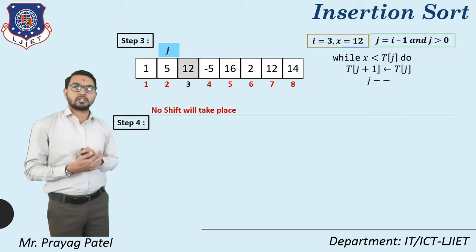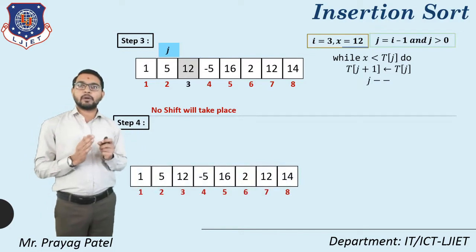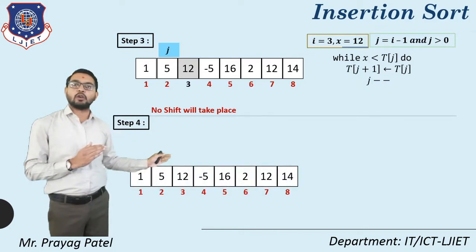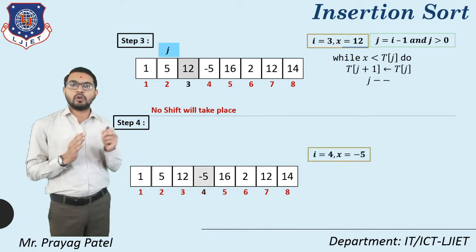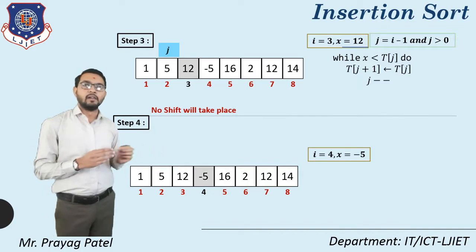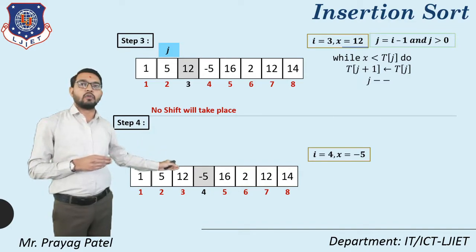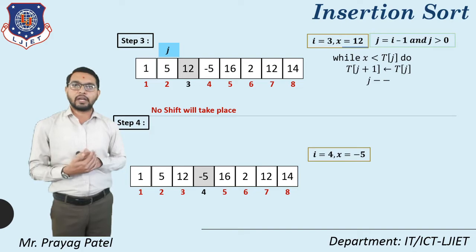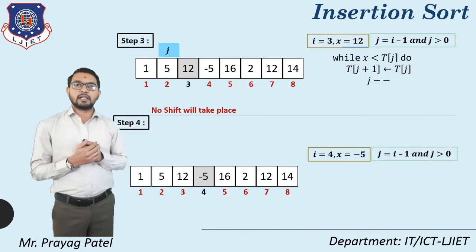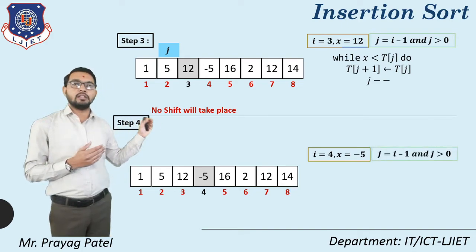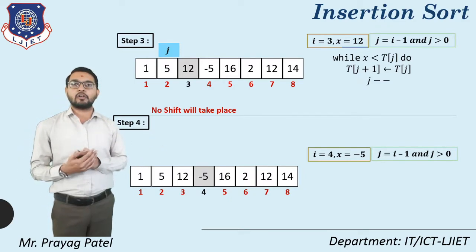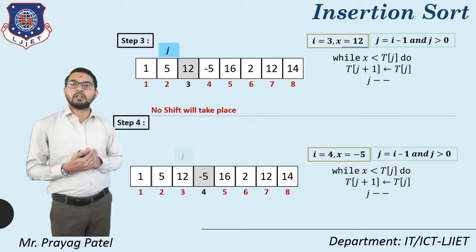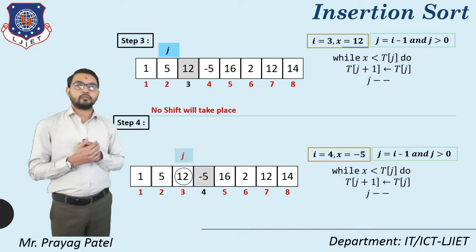Now consider the next step, step number 4. In step number 4, we already consider the first 3 locations as sorted elements. Now consider the value of i equal to 4, meaning location number 4, and the value at location 4 equal to minus 5. So x equal to minus 5. The condition is j equal to i minus 1 and j greater than 0. So here consider j equal to the previous element of i. So j value is considered as location number 3.